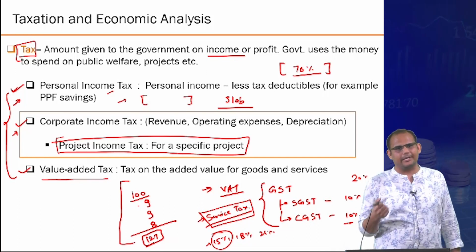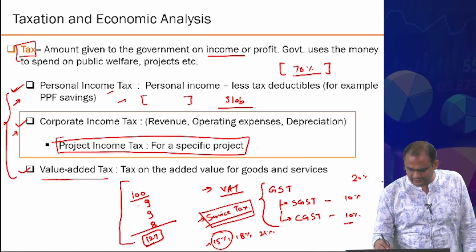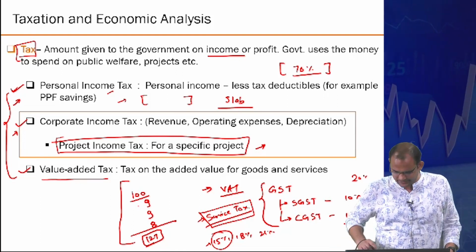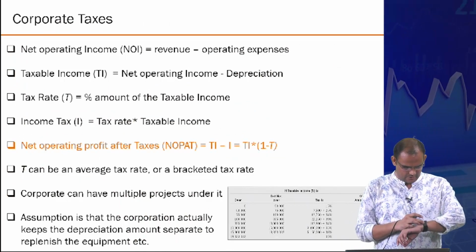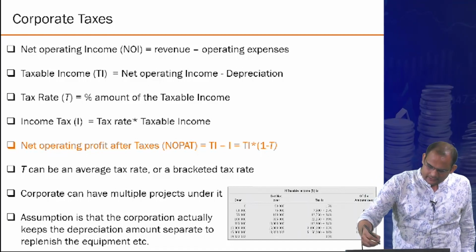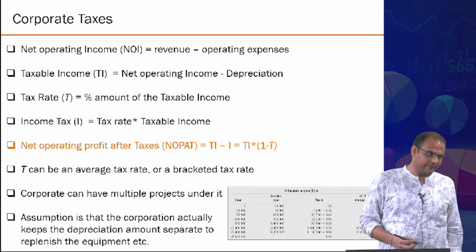One is the corporate income tax and a specific case of that, which is the project income tax, because particularly we are dealing with construction projects. Okay. All right. So corporate income tax, how does it get calculated? Step-by-step formula is given to you here.